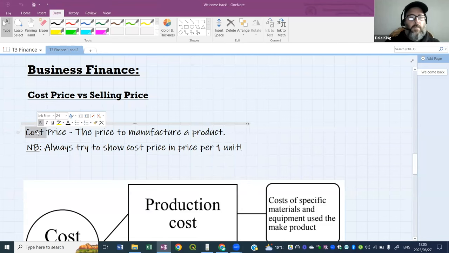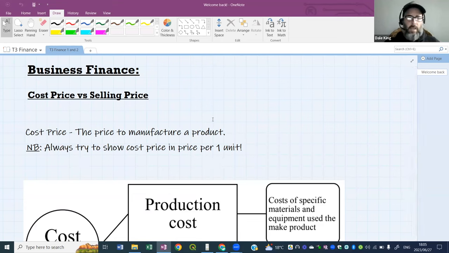So here we go. Cost price, by definition, is the price to manufacture a product. What it costs you to manufacture a product, or what it costs you to carry out a service. It doesn't have to be a physical thing. It can also be a service. But let's talk about physical things that we sell. Products. So it's the price to manufacture this product.